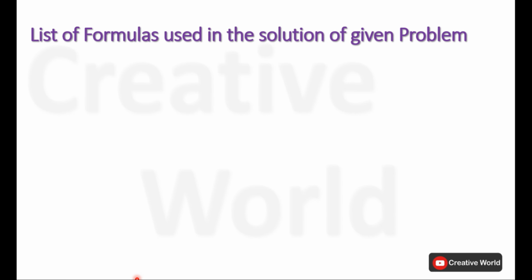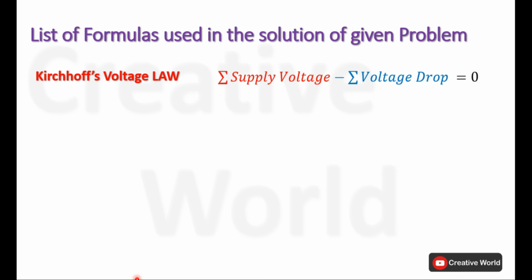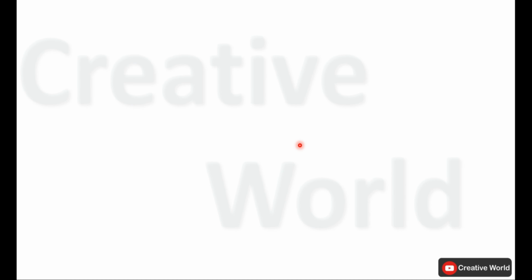While solving this problem, we will be using Kirchoff's voltage law. According to this law, the cumulative supplied and dropped voltage across circuit elements in a closed loop is always equal to 0. We also will be using Ohm's law. According to Ohm's law, voltage across any resistance R is always equal to the product of the current through that resistance and the value of resistance. Now move towards the problem.